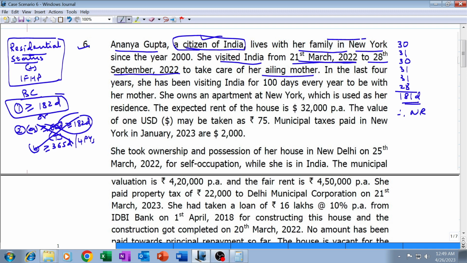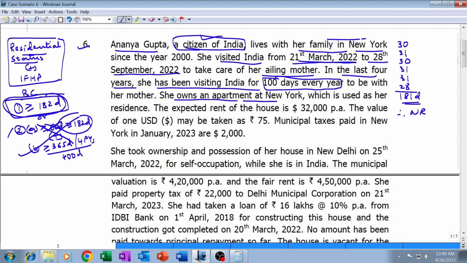She does not fulfill the first basic condition of being present in India for 182 days or more. In the last 4 previous years, she has been visiting India for 100 days every year. So in the last four previous years she was present in India for 400 days. Agreed, she fulfills condition B of second basic condition, but second basic condition is not required to be checked. So she is non-resident.